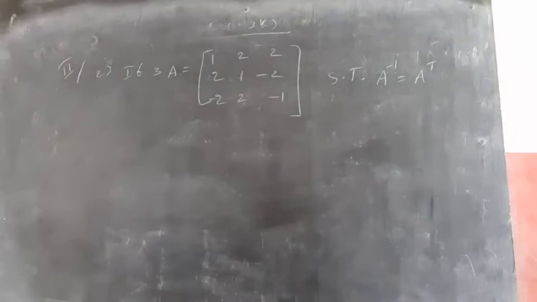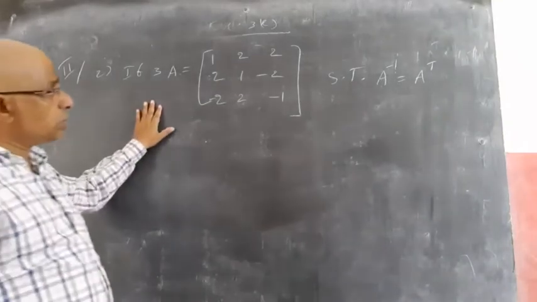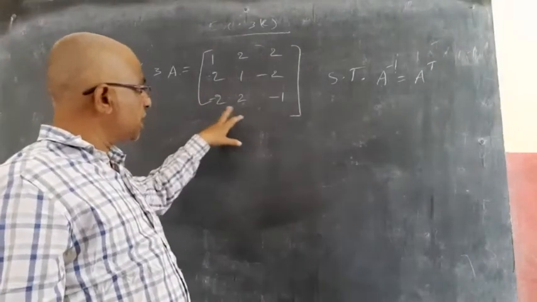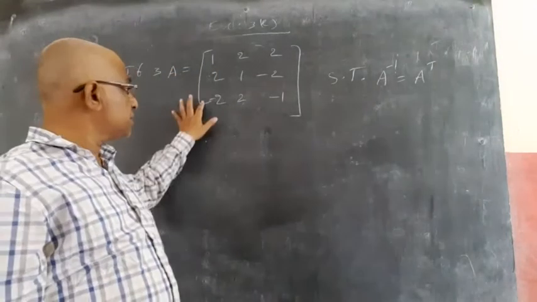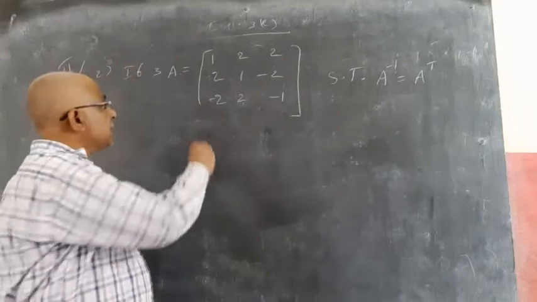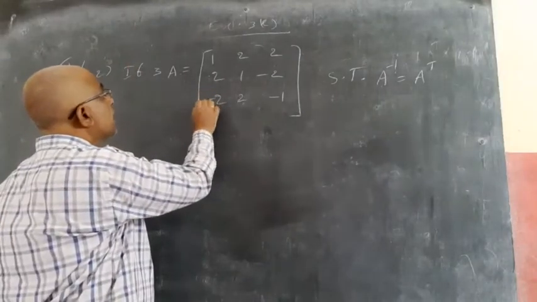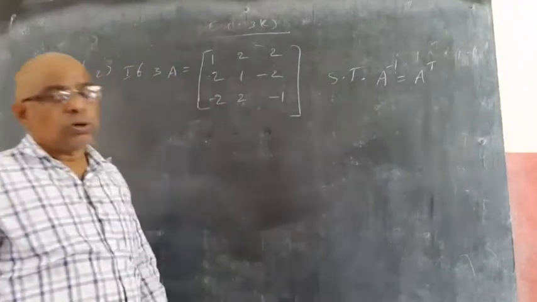Next one. If 3A equal to [1, 2, 2; 2, 1, minus 2; minus 2, 2, minus 1], then show that A inverse equal to A transpose. Show that A inverse equal to A transpose.